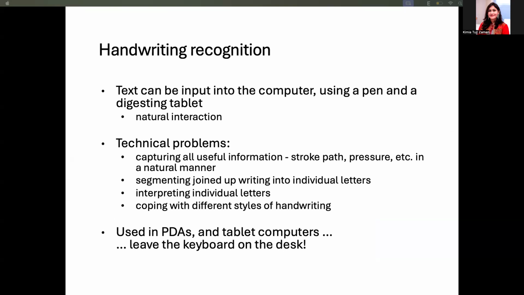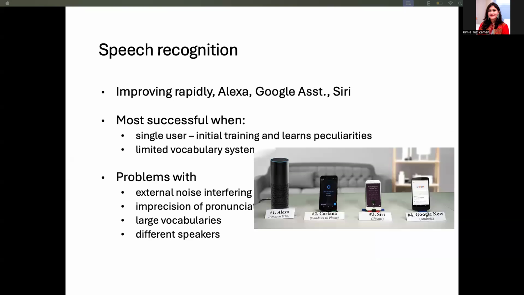Handwriting feels natural to us. It's very convenient for us, but it is very messy for the computers because of the different handwriting styles, joined up writings, variable pressures, and it's truly a nightmare for the computers to process.